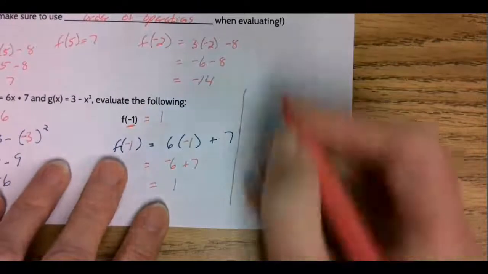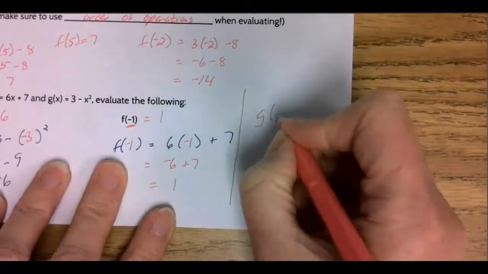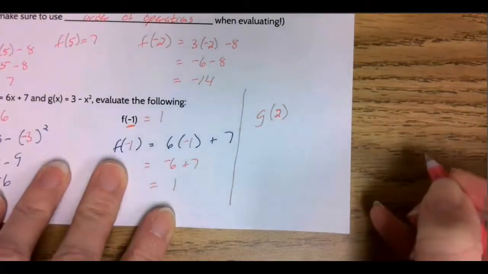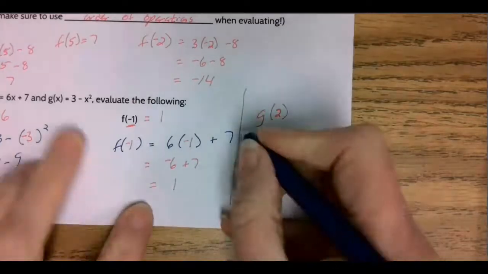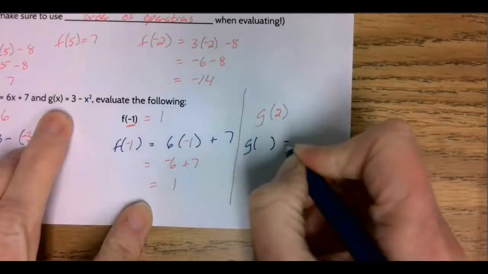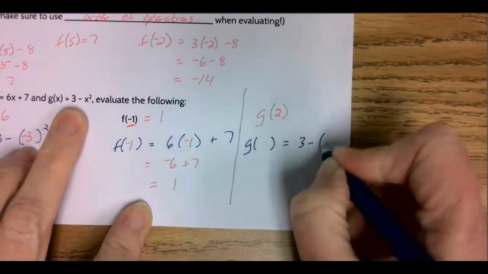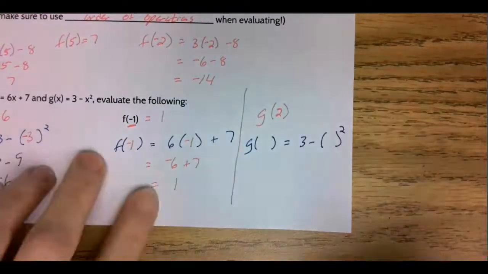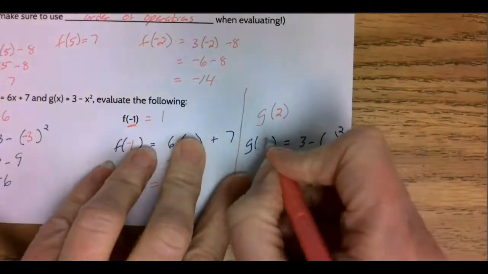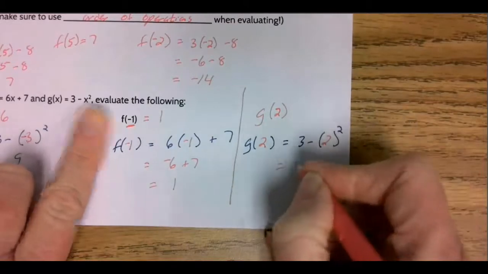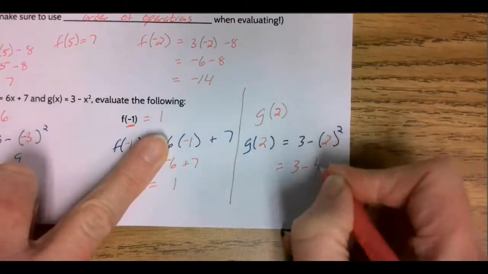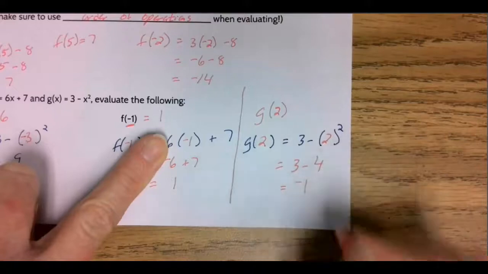Okay, should we try one more? Since we have those two functions, let's do another one of those. I want you to find g of 2. Go. Hopefully you found out that when you plugged it all in, you got negative 1. Let's do that. So here we go. We're going to take g of 2 and just plug it in. In place of x, I have a 2, and wherever I see x, I'm going to put a 2. So I have 3 minus 2 squared, which is 4. 3 minus 4 is negative 1.